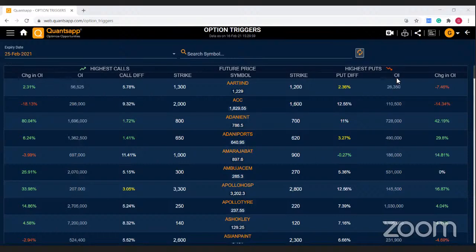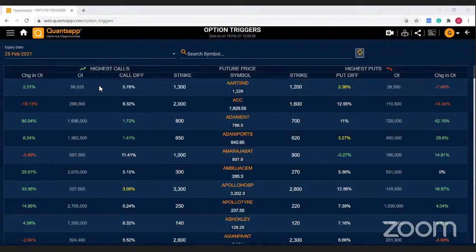So for example, if a particular stock is at 100 and the highest call is at 101, and I want to see how the call writers and the put writers are doing at that particular point. So I can look from here, see my option chain, and analyze for the further steps. On the left side you have the calls and on the right side you have the puts.